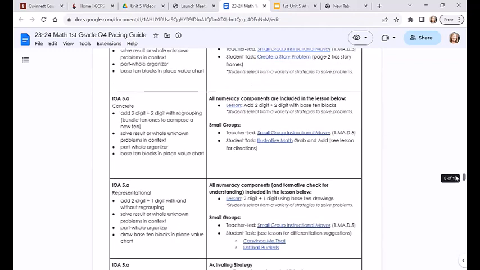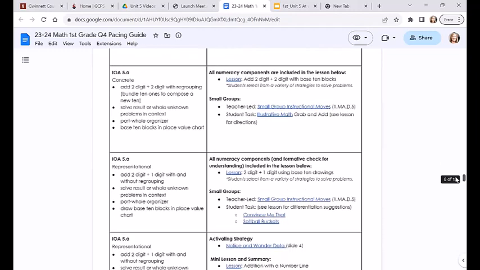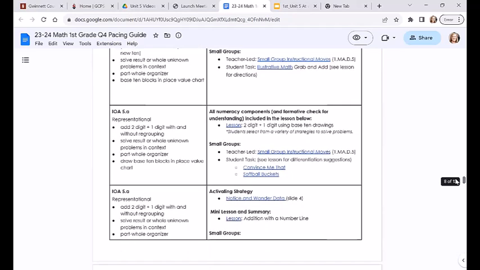So we've spent several days using concrete manipulatives. Now we're going to get into more of those representational strategies. So we're backing up just a little bit. We're going back to adding 2-digit plus 1-digit. We are going to do with and without regrouping, since we've already had some experiences with regrouping. On this day, we're going to draw base 10 blocks. Continuing to use part whole.